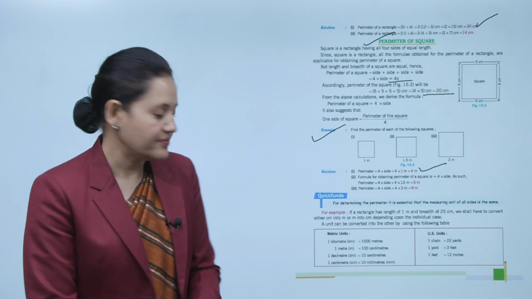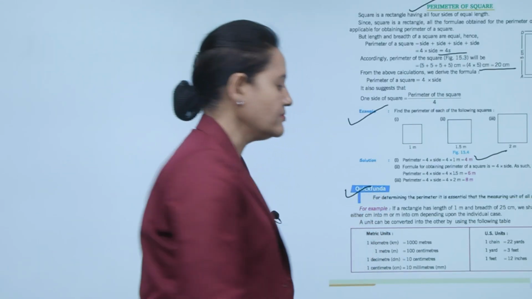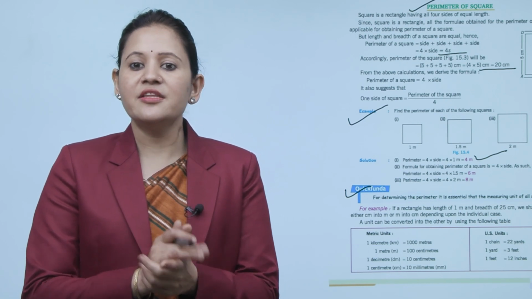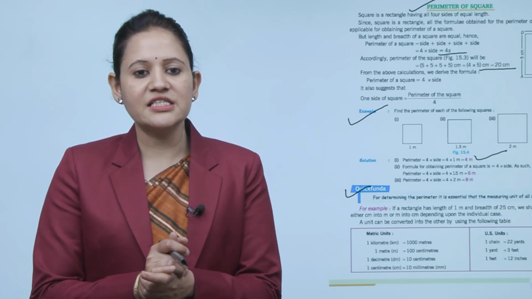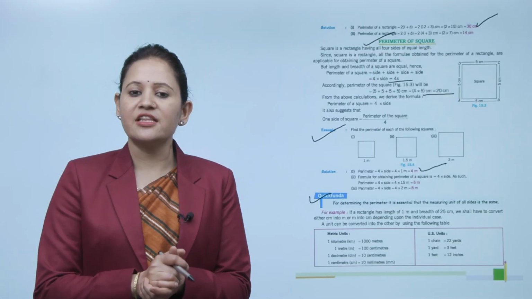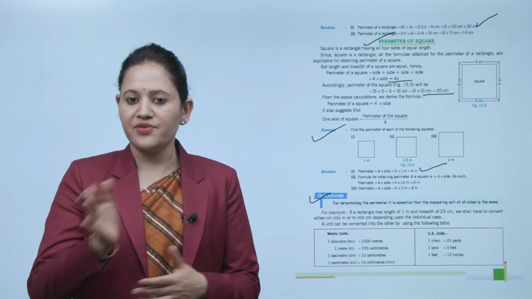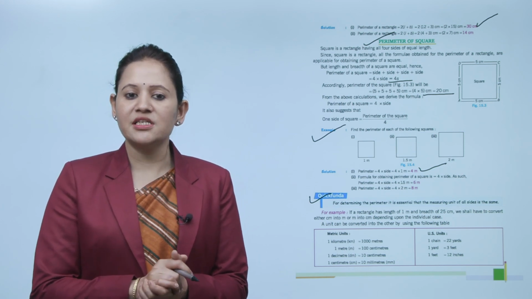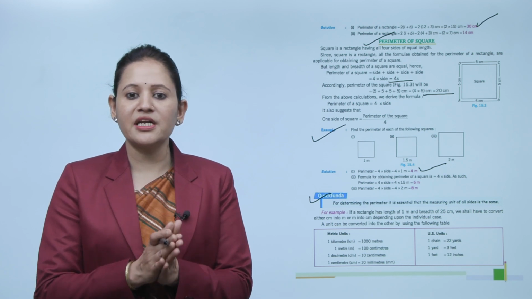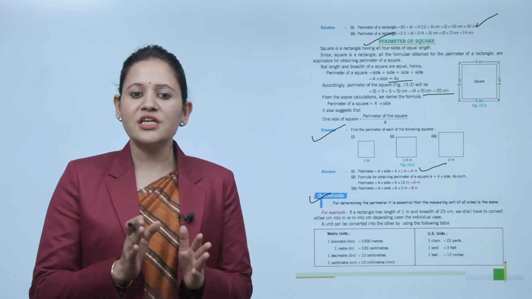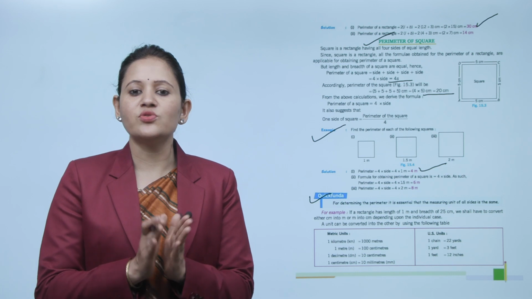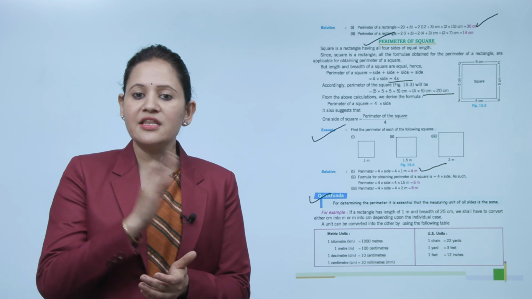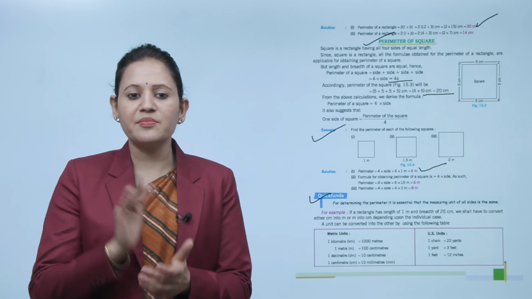Next is quick funda. For determining the perimeter, it is essential that the measuring unit of all sides is the same. For example, if a rectangle has a length of 1 meter and a breadth of 25 centimeters, one is in meters, one is in centimeters, we shall have to convert either centimeters into meters or meters into centimeters depending upon the individual case. A unit can be converted into another by using the following table. So for finding the perimeter, both length and breadth should be in the same unit.